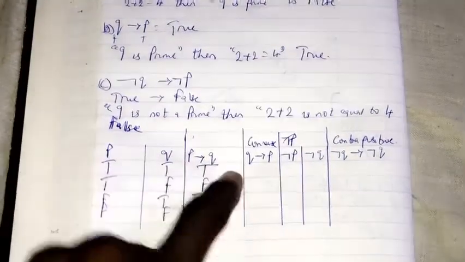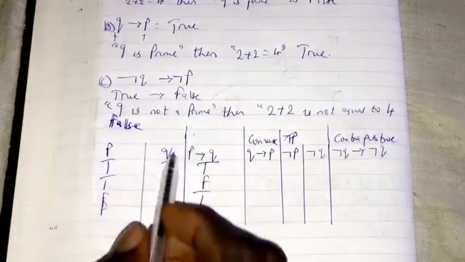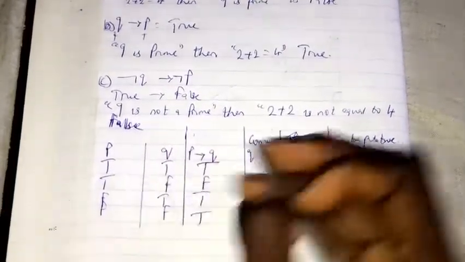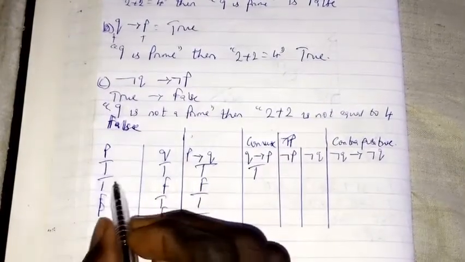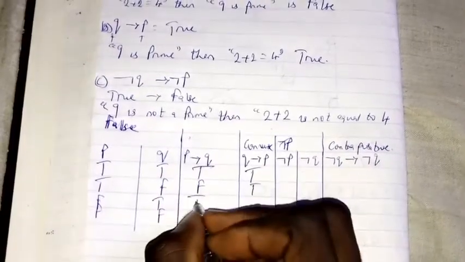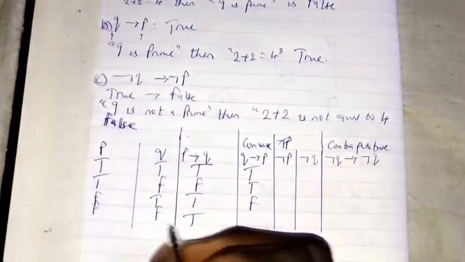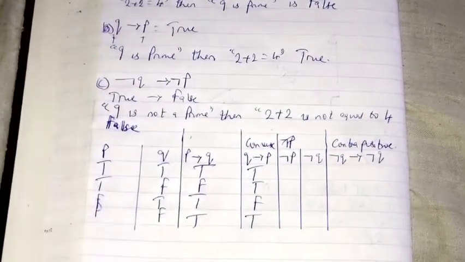So for the converse, which is Q then P: true true, we have true. True false, then true. Remember, it ends with true. Then true, true, then false. We have false. False false, then we have true.